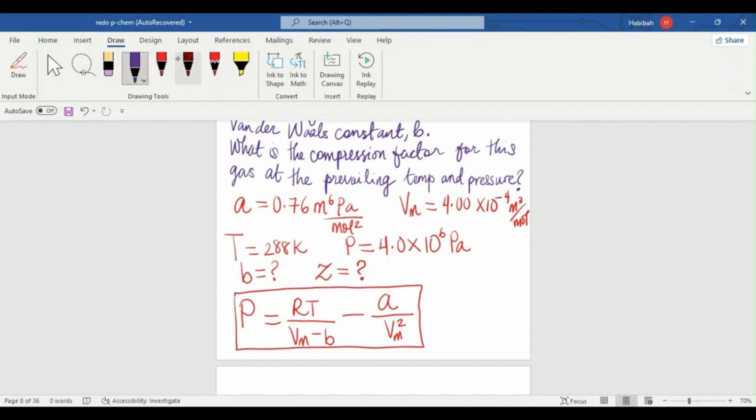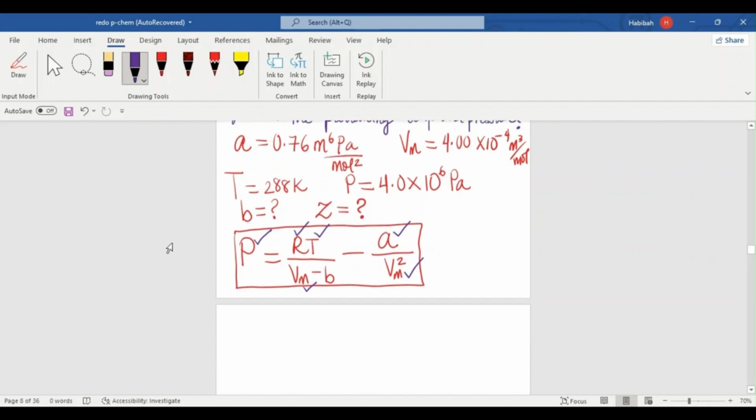First of all, we have the value for pressure. We're given that, so thank God. We have the gas constant because it's a constant. We have the value for temperature, the value for A, and the value for molar volume. So all we really have to do is substitute all of this information and determine what B is. That's what we're going to do.